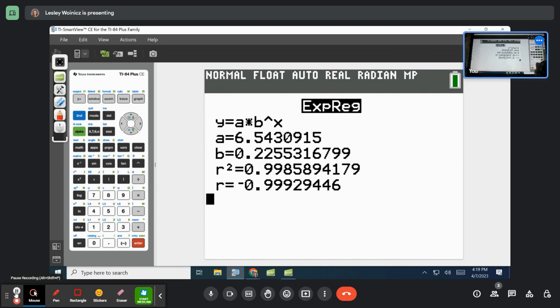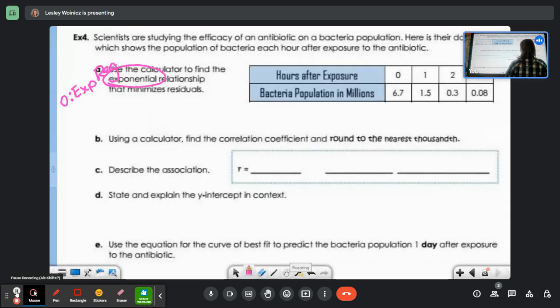Okay, so we have a bunch of information here. We have not only our equation, but also the R value. I'm going to write this down real quick, and then I will write it on my notes. My A value is my y-intercept. My B value is my common ratio. And my R isn't part of the equation, but it tells me about my correlation.